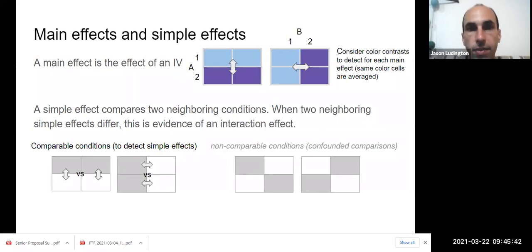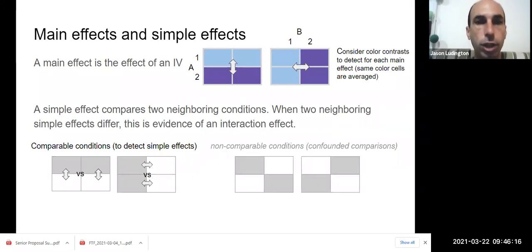Now, why are they divided in half? Because those 2 levels of IV A are themselves cut in half by the levels of independent variable B. But we can ignore that cutting in half. We can ignore variable B when we are talking about the main effect of A. So if we're asking, is there a main effect of A? We simply compare level 1 to level 2.